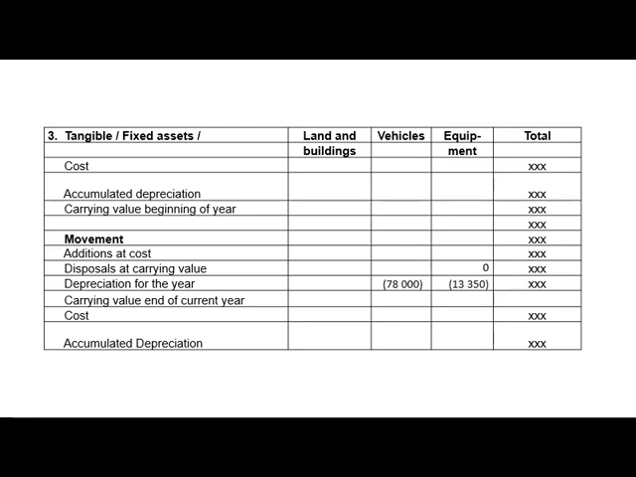Okay, I just gave you depreciation on equipment. I'll come back to explain how we got that 13,350, but you'll put it under vehicles, it'll be 78,000. All right, let's move on.